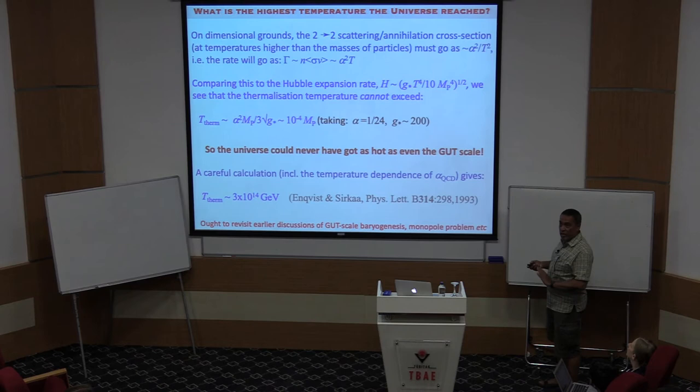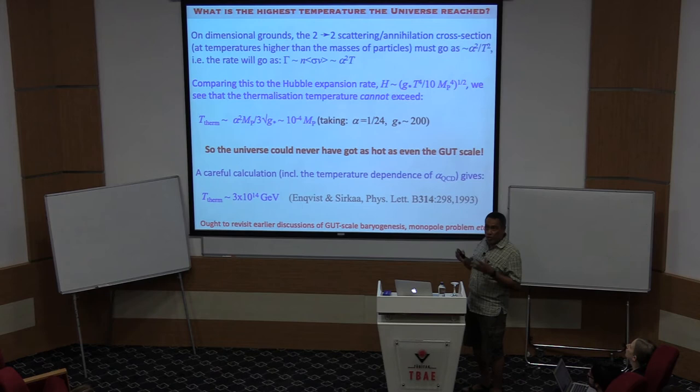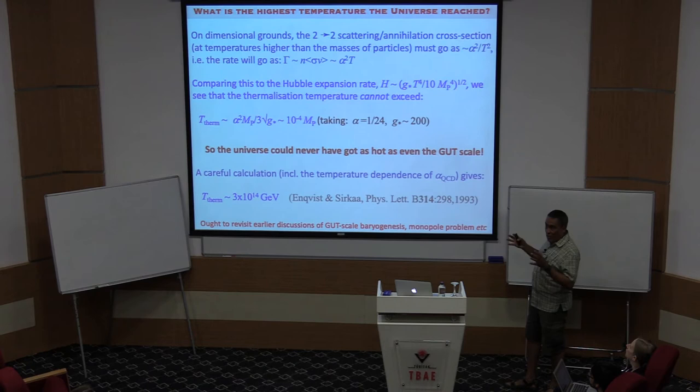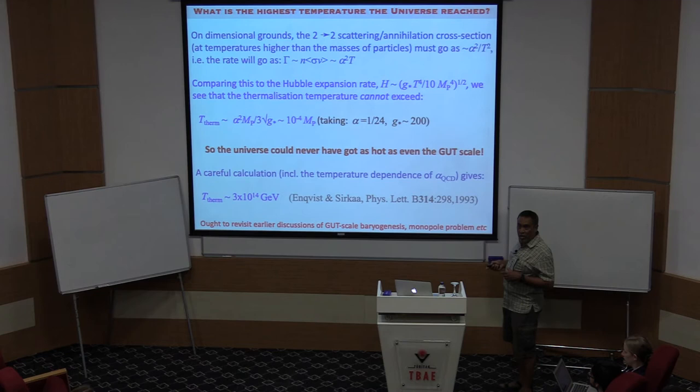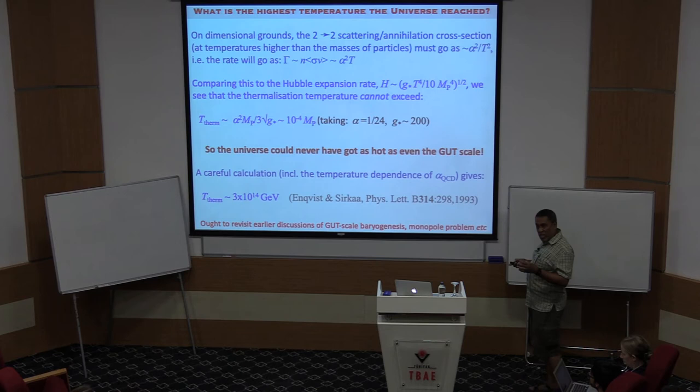What this is saying is that above 10 to the 14 GeV, it makes no sense to talk about temperature at all. There is no notion of temperature. Particles don't scatter often enough to create an equilibrium distribution. So of course, the particles are still there. They have some distribution, but you cannot calculate that from simple thermodynamic arguments. You have to do much more work. I have no idea how to do it. Okay? For a weakly coupled scalar field, I know how to calculate, but for something which is medium coupled like this, I have no idea what the distribution would look like.